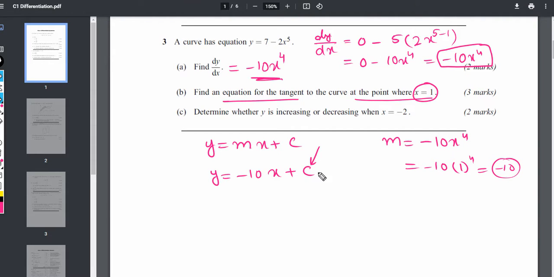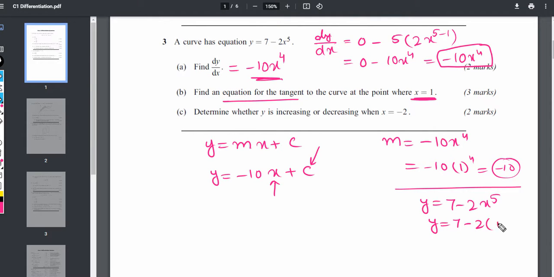Now I have to work out my y-intercept. We do not have the y-intercept, so for that purpose I will use my original function. In the original function I'll put this point x equals to 1, and I'll get my y-coordinate. I do have my x-coordinate, that is 1. Now against 1 I have to work out my y-coordinate. So I'll insert x equals to 1 into this equation. y equals to 7 minus 2x to the power of 5. So it's like y equals to 7 minus 2 times 1 to the power of 5, so y equals to 7 minus 2, that is 5. So my value of y coordinate is 5, value of x coordinate is 1.